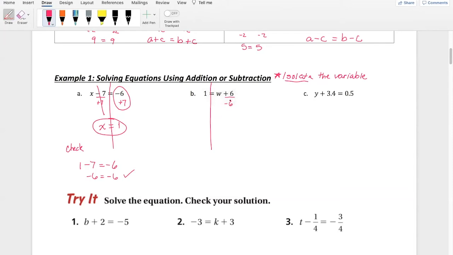Whatever I do to one side, I have to do to this other side. So I want to subtract 6 over here. Okay, I did that, so those will cancel, and I now have just my variable on this side. There's my equal sign. And now I can go ahead and figure that out. 1 and a negative 6, or 1 minus 6, would leave me with negative 5. And that would be my solution, my answer.